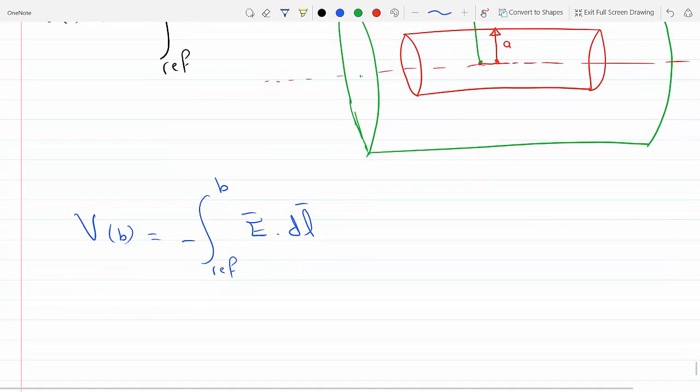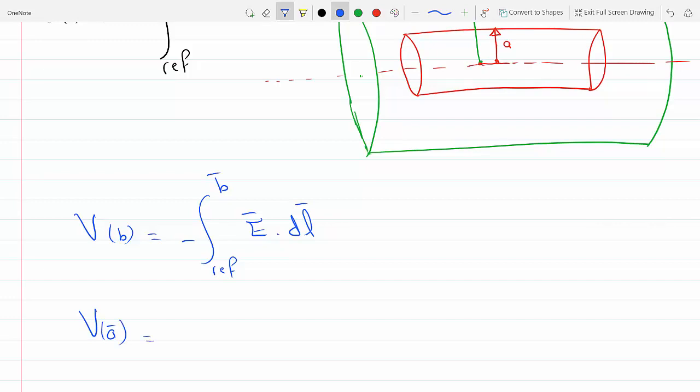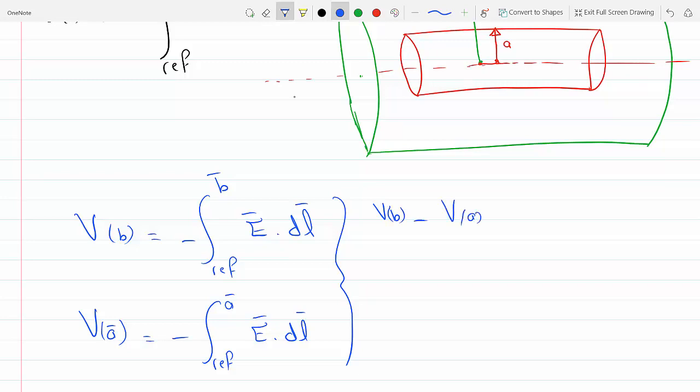And by the same exact logic, I could say VA, with those being vectors, is equal to minus the integral from the same reference to A of E dot dl. Now, notice if I were to subtract VB minus VA, what do I get? I would get minus the integral from reference to B of E dot dl, minus minus becomes plus, the integral from reference to A of E dot dl. Now, with this minus sign, I can flip these two bounds here.